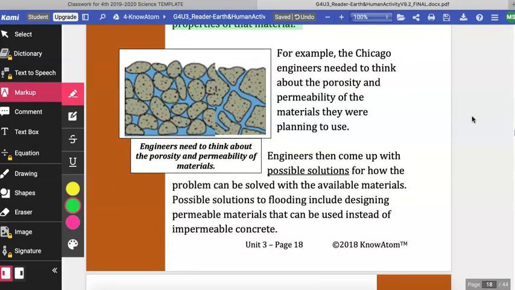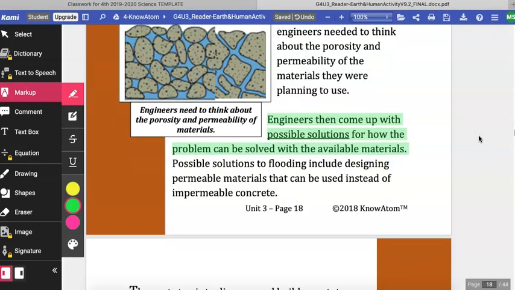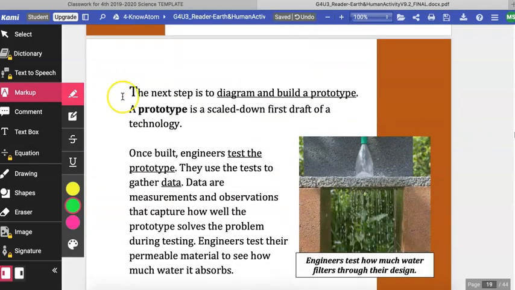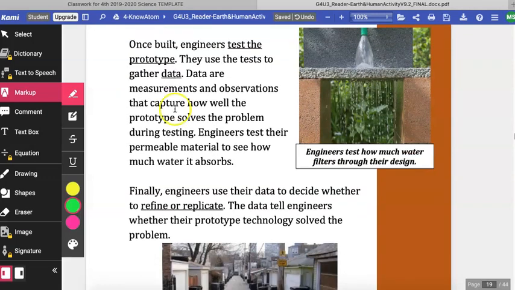For example, the Chicago engineers needed to think about the porosity and permeability of the materials they were planning to use. Engineers then come up with possible solutions for how the problem can be solved with the available materials. Possible solutions to flooding include designing permeable materials that can be used instead of impermeable concrete. The next step is to diagram and build a prototype. A prototype is a scaled-down first draft of a technology.